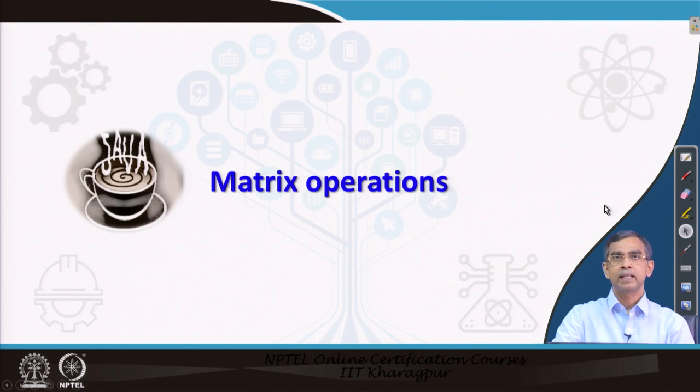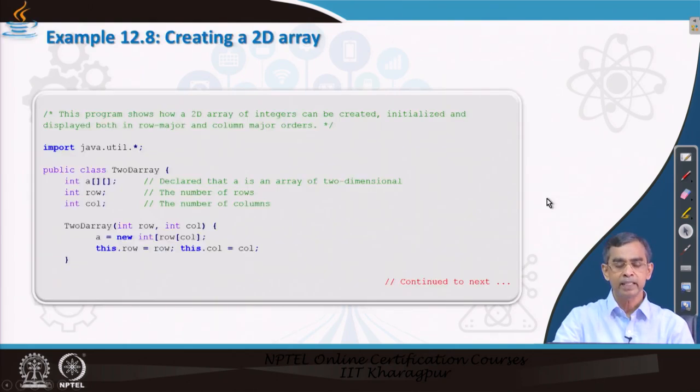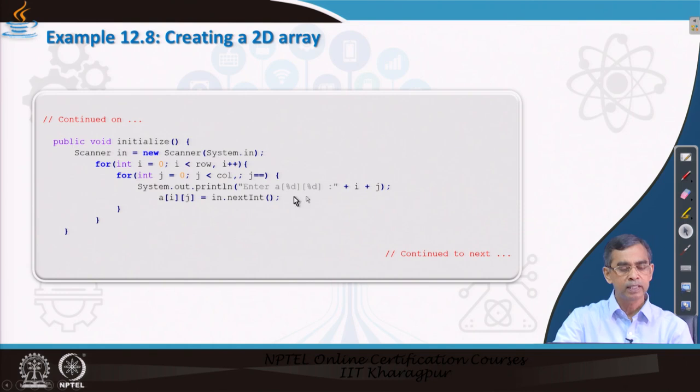Now, matrix operations. We will quickly discuss how matrix manipulation can be done. It is basically addition, subtraction or multiplication. This example explains how a 2D array can be initialized. Once the array is initialized, we can load the array with elements. Here the load is basically reading the elements from the keyboard.